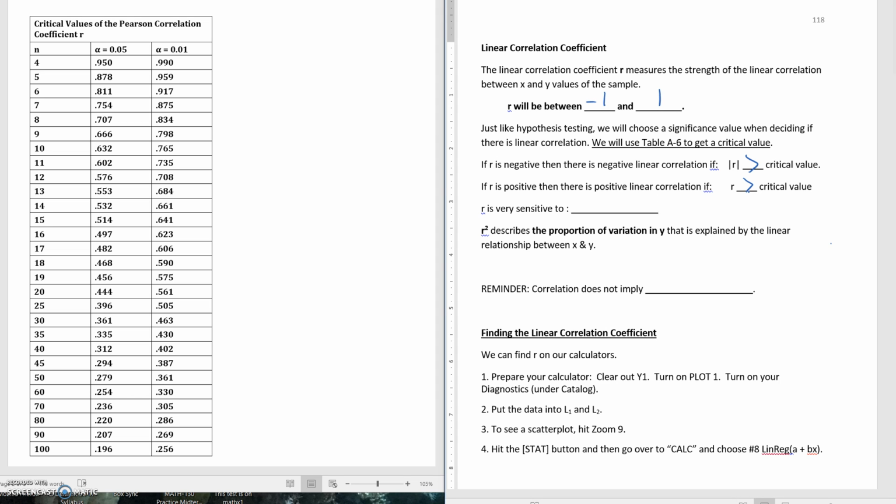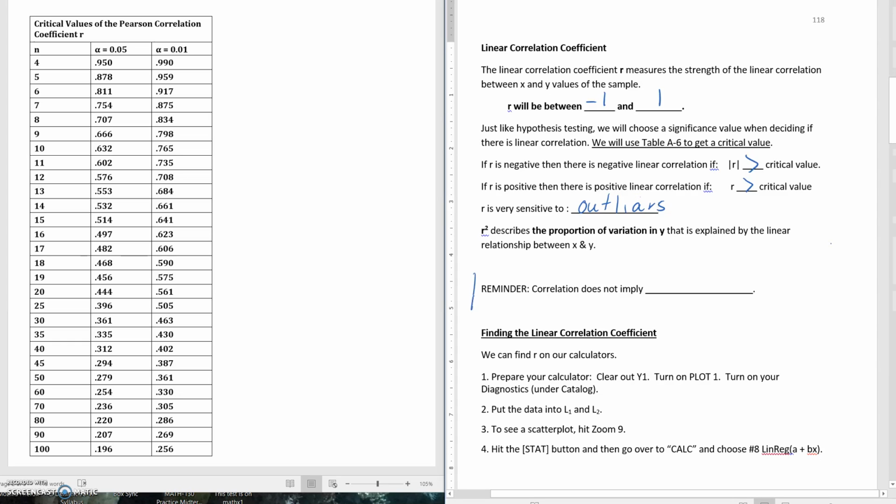Now, one thing to know is that our R value is very sensitive to outliers. So if you have a data point that is very far from the others, it will affect R quite a bit. Okay, you may sometimes see the value R squared talked about, and R squared describes the proportion of variation in Y that is explained by the linear relationship between X and Y. So R squared just describes the proportion of how these two are related.